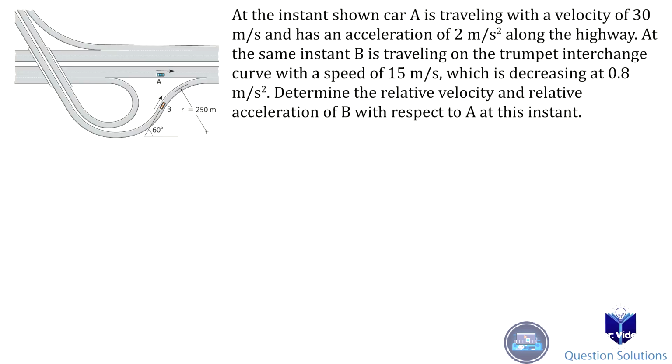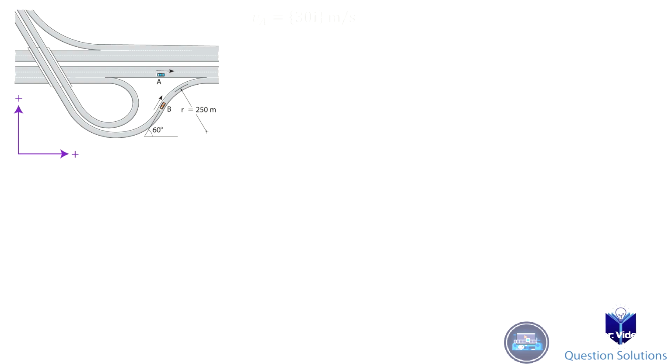In this question, we need to determine the relative velocity and acceleration of car B with respect to car A. We will assume up is positive and to the right is positive. Let's write the velocity of car A in Cartesian vector form. Since it's going in a straight line to the right, it's going to be 30i. Now we can write the acceleration in Cartesian form as well. That's going to be 2i.